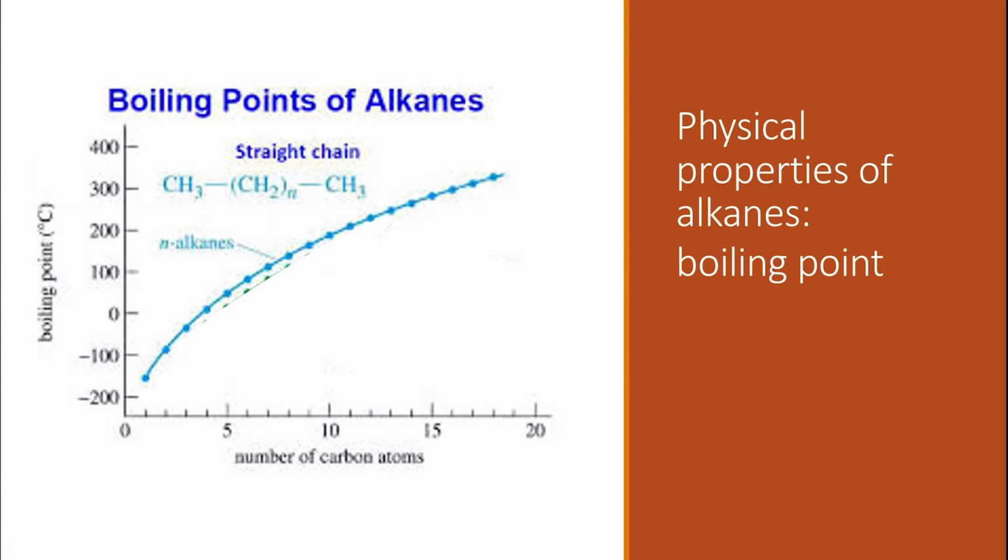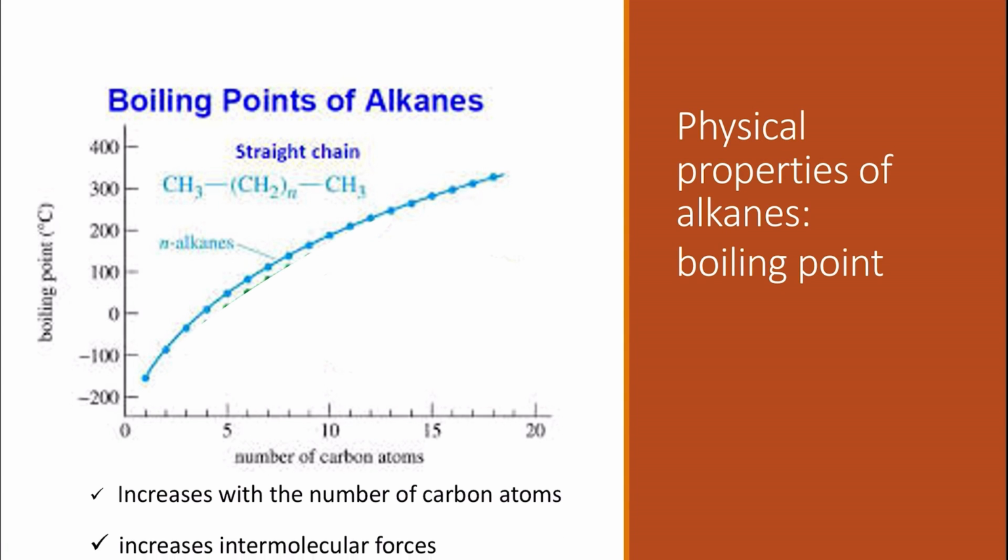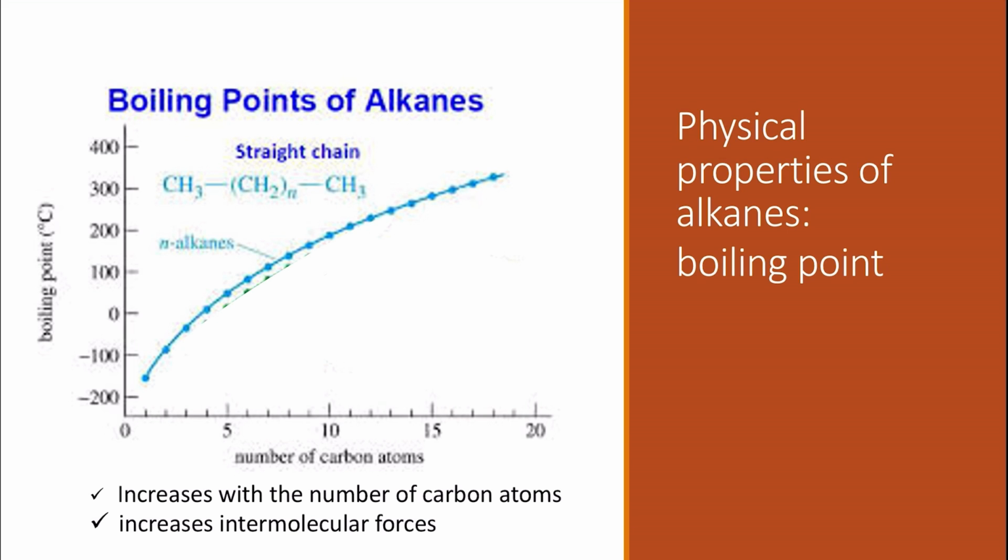The first physical property of alkanes is boiling point. As the number of carbon atoms in the chain increases, there is an increase in the boiling point of the compound. The main reason for that is the increase in the intermolecular forces between the compounds. An increase in the intermolecular forces will lead to a need for higher energy to break the bonds between the compounds.